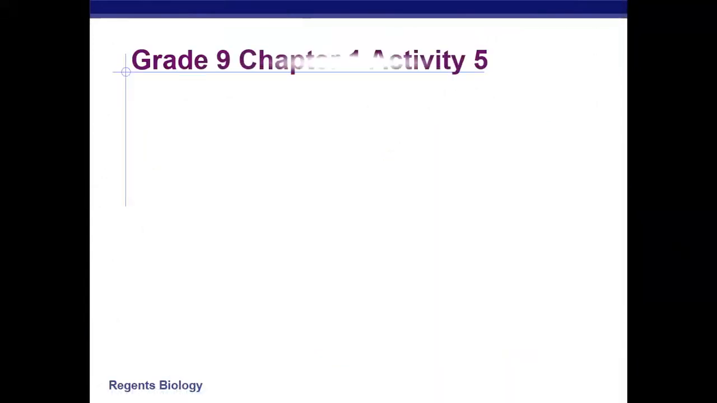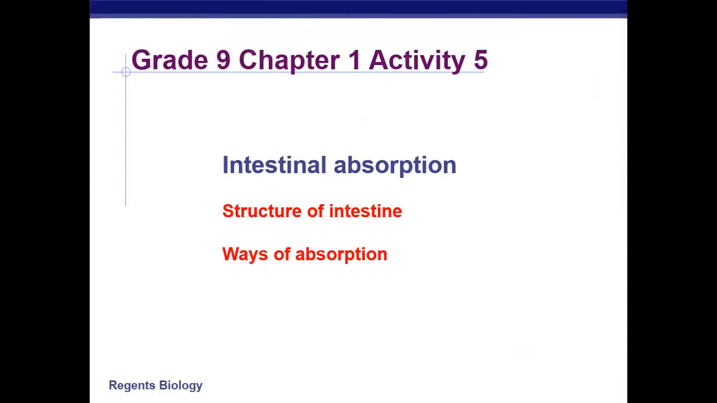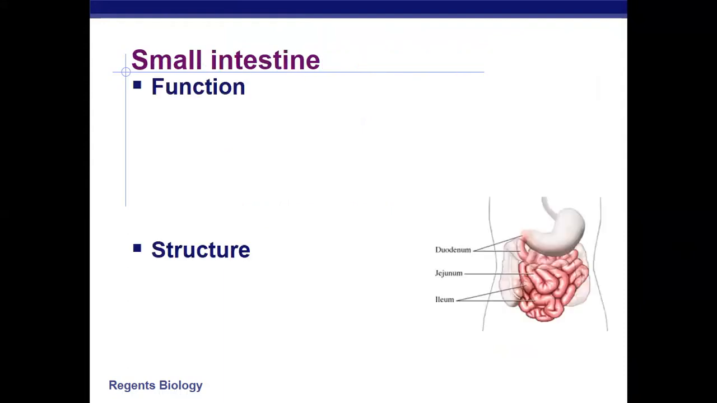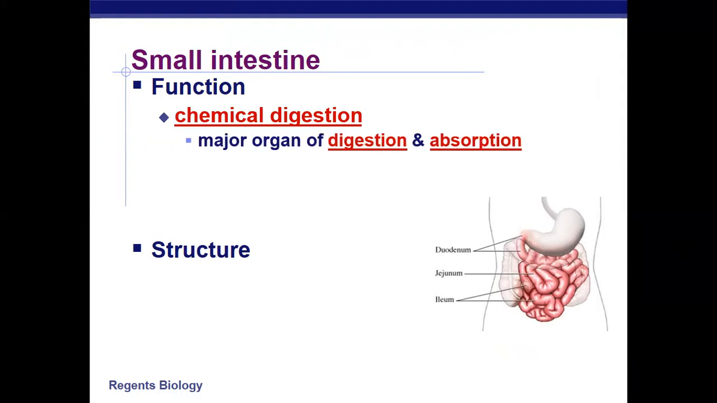Today we are going to learn about chapter 1, activity 5 for grade 9: intestinal absorption, structure of the intestine, and ways of absorption. First, let's begin with the structure and function of the small intestine. The small intestine's function is chemical digestion; it is the major organ of digestion and absorption.